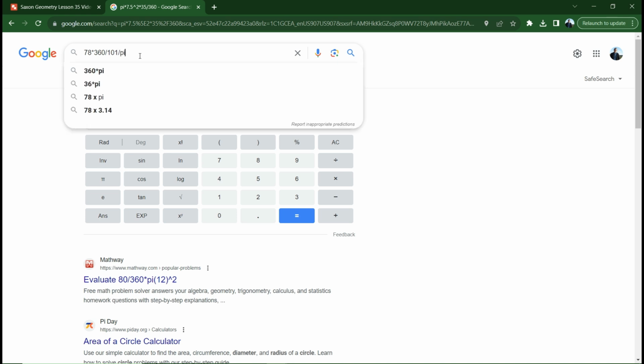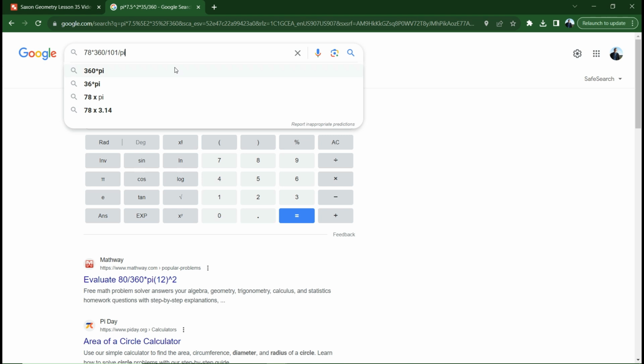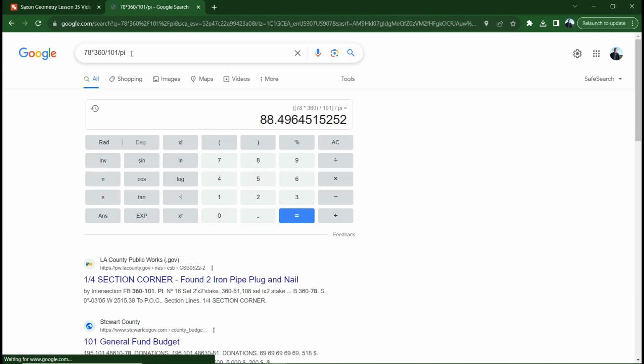Again, you'd really have to work hard to get order of operations wrong on this one. I'm going to go ahead and calculate that.